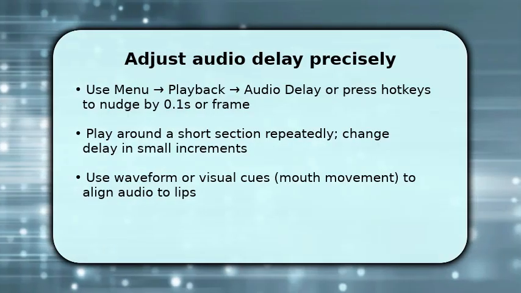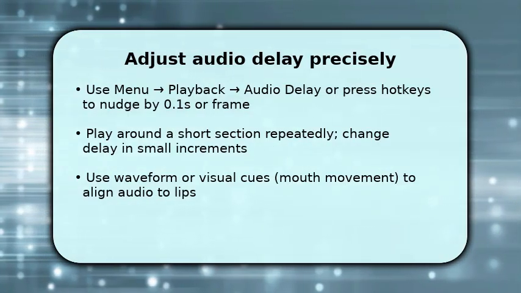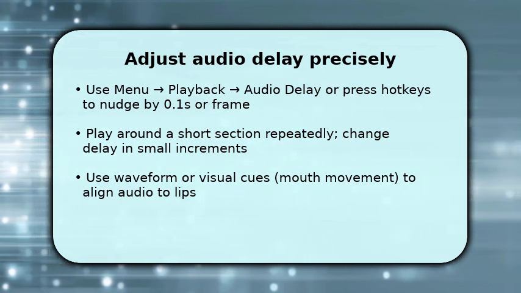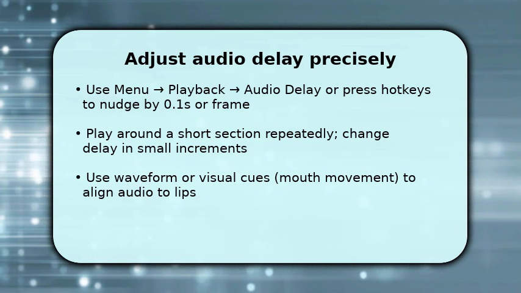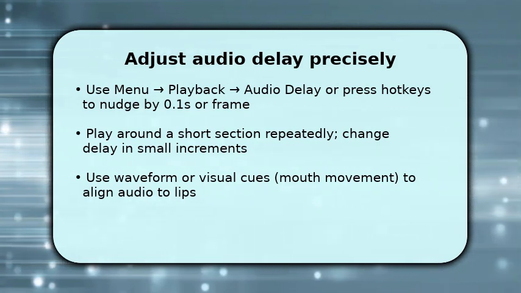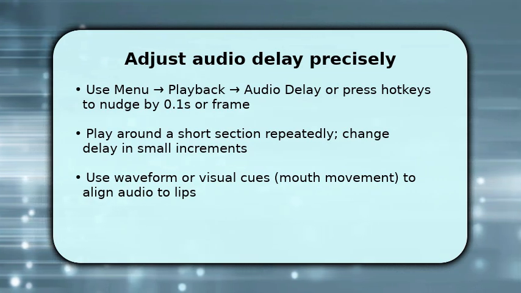Now perform the precise adjustment. Play a clear reference section where lips move or an obvious sound occurs. Use KMPlayer's audio delay control, either the menu option or hotkeys, to shift audio in small increments. You want 0.1s, or single frame precision.